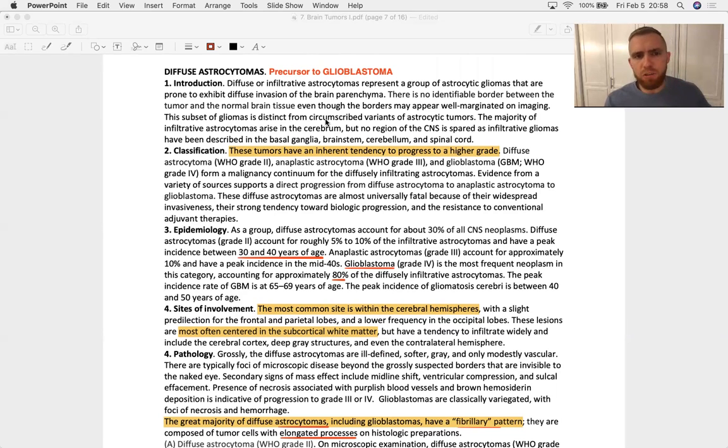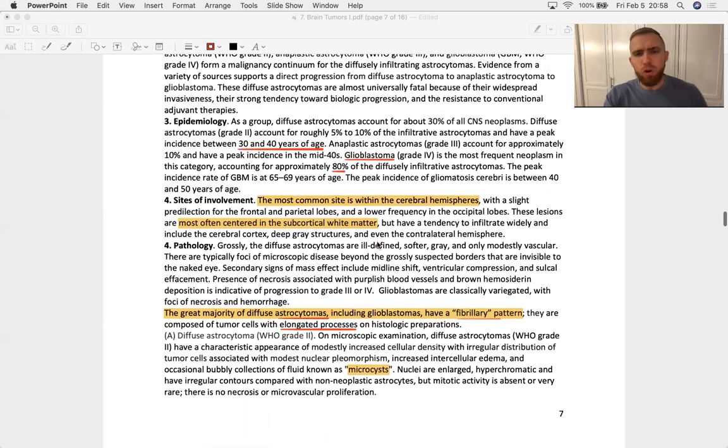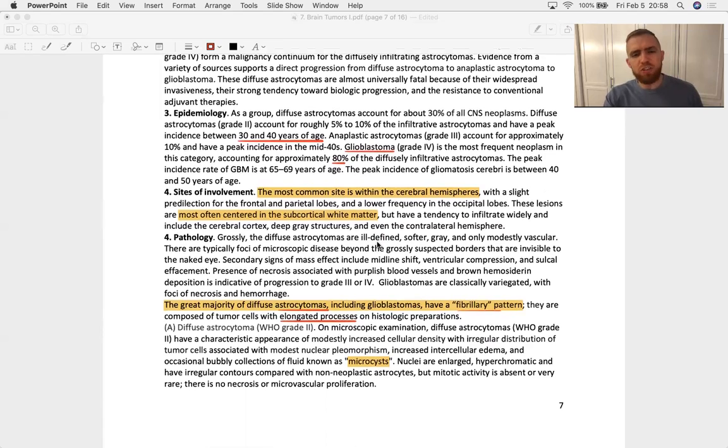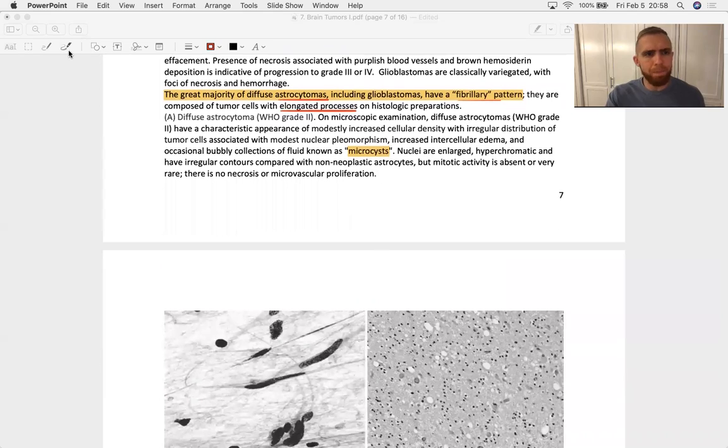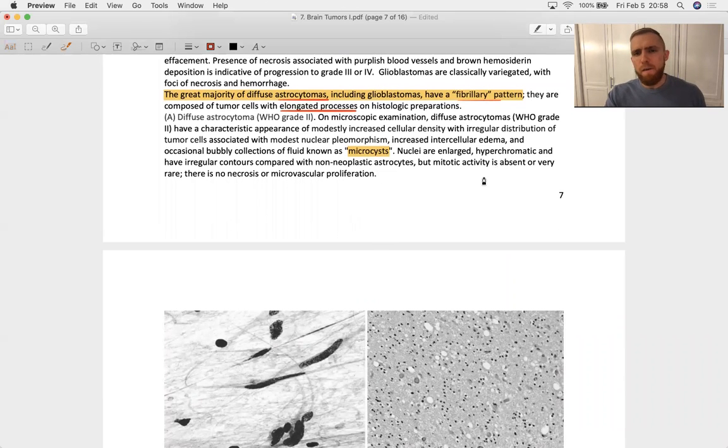The diffuse astrocytoma, now we're in adult tumor territory. The diffuse astrocytoma is a precursor to the glioblastoma, which is really the one you want to know. You're going to get a test question about glioblastomas. So quickly, let's discuss the diffuse astrocytoma, that precursor to the glioblastoma. It's got fibrils. It's got a hairy fibrillary pattern, kind of like the pilocytic. It's got elongated processes, kind of like the pilocytic.